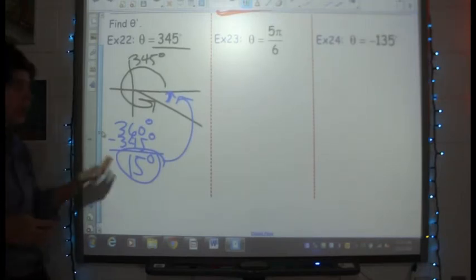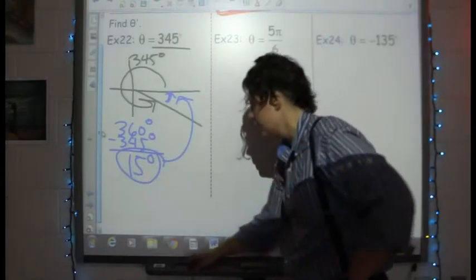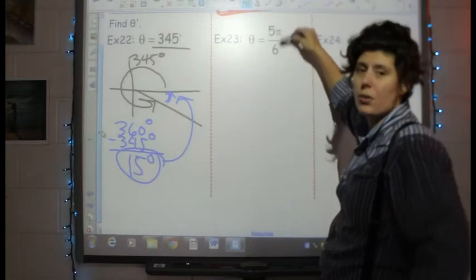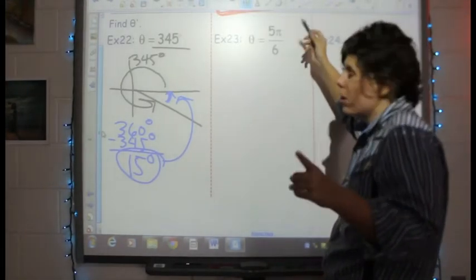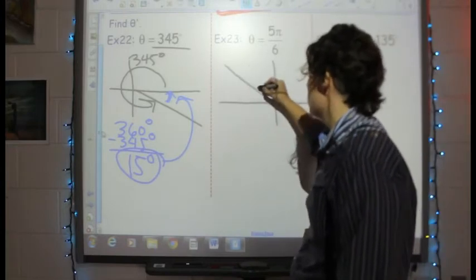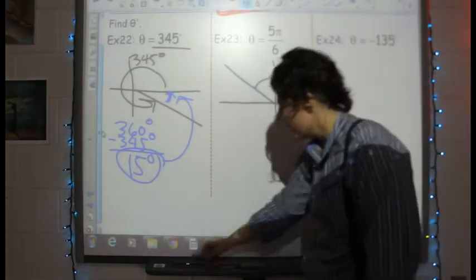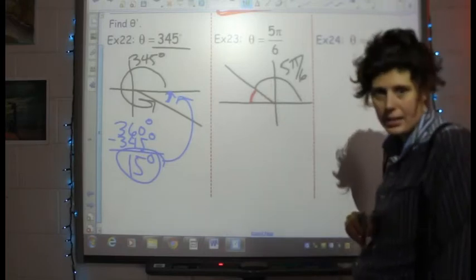Number 23 is a little harder because it's in radians, and a lot of people get confused about that, and that's okay. So radians here, if you notice, this is 5 over 6. Well, 6 over 6 would be 1. So I know that I'm less than 1, and 5 over 6 is real close to 1, so that puts me in the 2nd quadrant. So here I am in the 2nd quadrant. This is 5 pi over 6, which means if I want to find my reference angle, I want to find the distance to the x-axis.